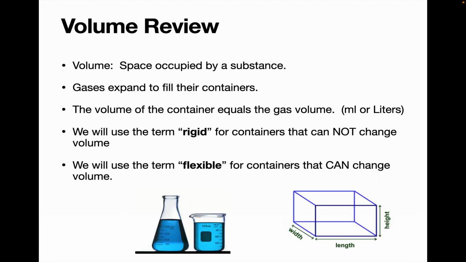Okay, let's review volume first. Volume is the space occupied by a substance. Remember, gases fill their containers, so when we measure the volume of a gas, it's the same as the volume of the container itself. Now, we're going to be talking about two different types of containers in our unit here. One is rigid, which means the volume does not change, and the other one is flexible, which means that we can change the volume. So when you see these two terms, that should help you understand if volume is able to be modified or not, okay?